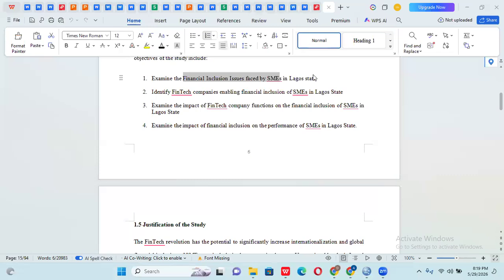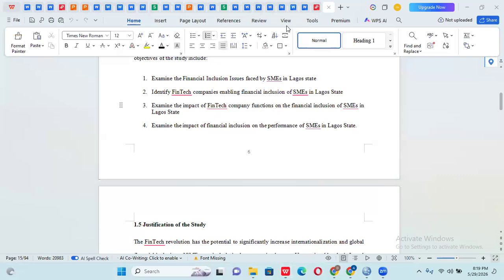Thank you. So now look at objective 2: identify fintech companies enabling financial inclusion of SMEs in Lagos State. That is also a singular variable objective. You are identifying something. Are you with me? All right. So that means you're also using descriptive analysis for that second objective.